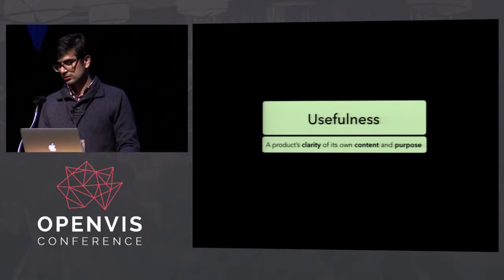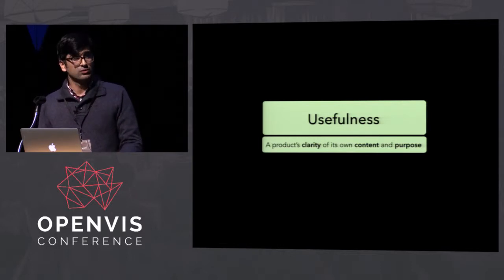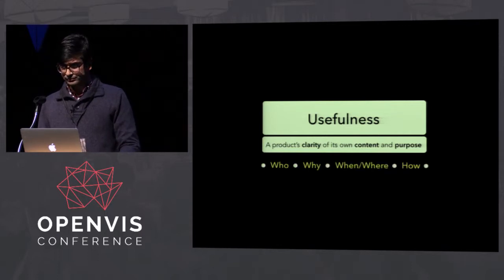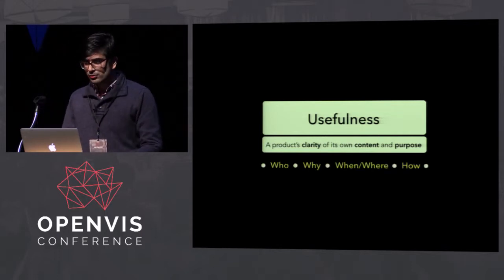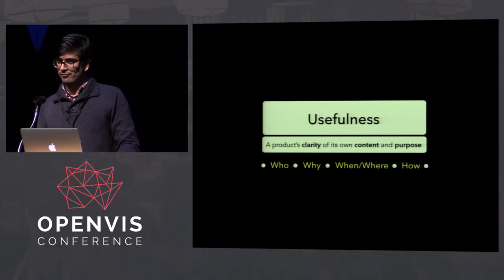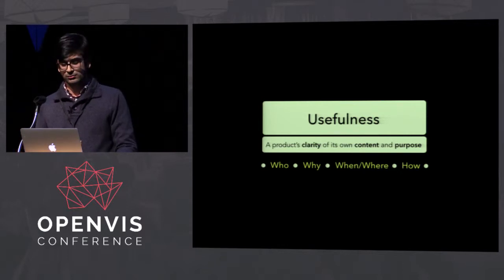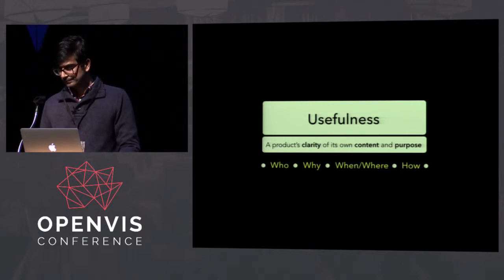Starting with usefulness. So what is usefulness? It's a product's clarity of its own content and purpose. The goodness of a product, or the usefulness of a product, is evaluated by finding answers to four questions. Who is going to use the system? Why are they going to use the system? When and where are they going to use the system? And how are they going to get there?